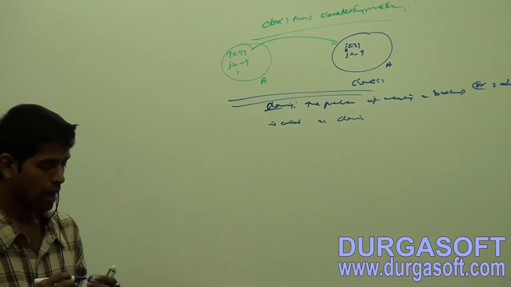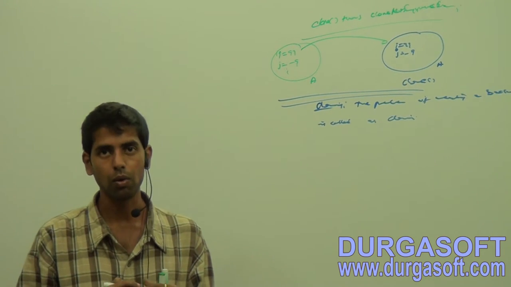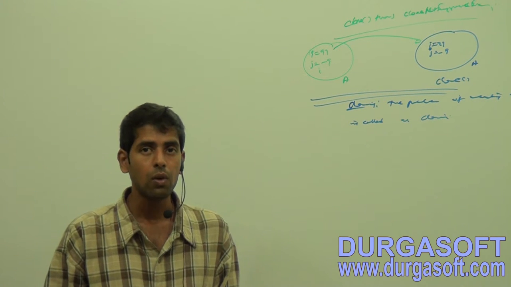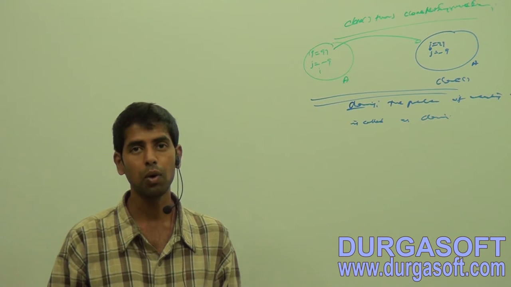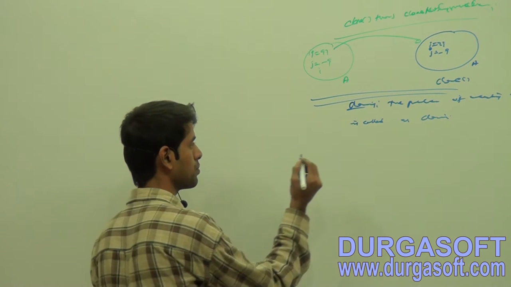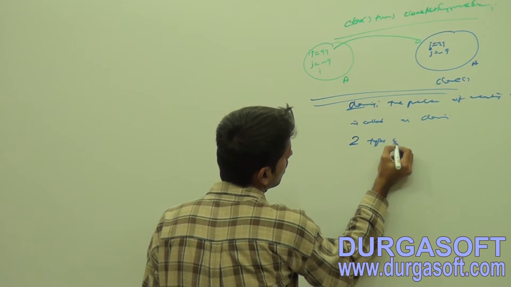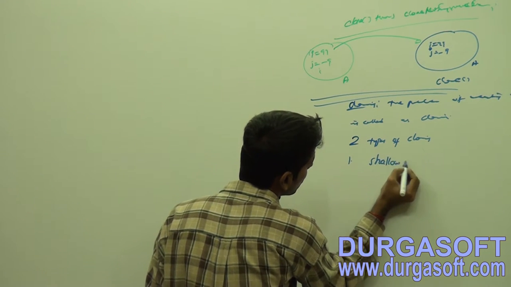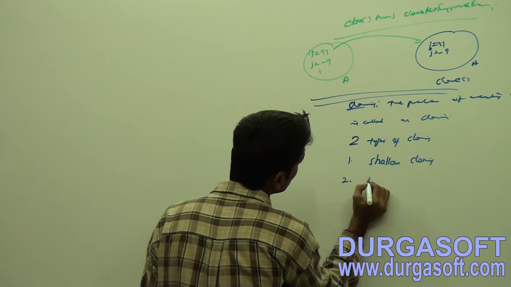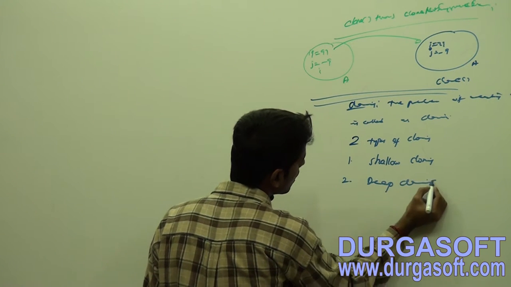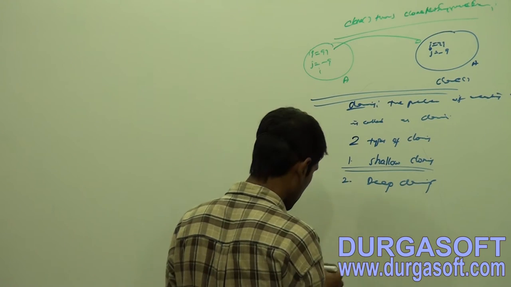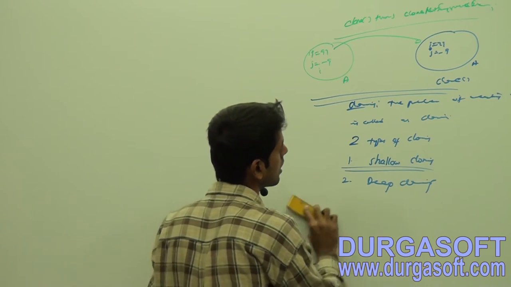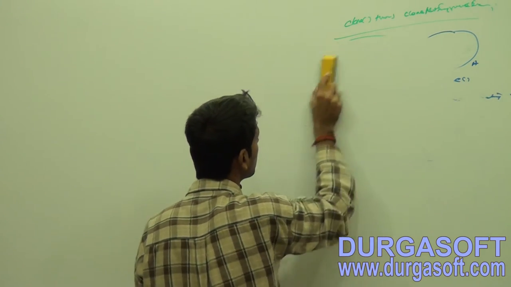But here we have two types of cloning. One is shallow cloning, the other one is deep cloning. Let us discuss what this shallow cloning is, and understand it with one example. Let me take shallow cloning first.